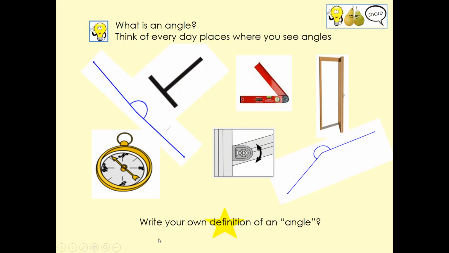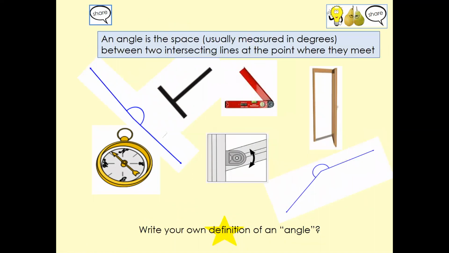Let's come up with a definition of an angle. How can we define an angle in an exam to get full marks? There are many different ways you can define an angle. One way is here. An angle is a space between two lines, and those two lines must intersect. So an angle is a space between two intersecting lines at a point where they meet. And we normally measure angles in degrees.